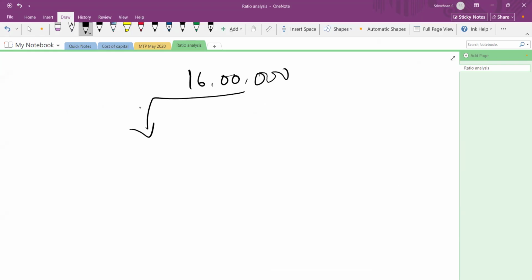So out of the 16 lakh, 25 percentage debt is used to finance this. Sorry, not 25, 50%, 8 lakh. 50 percentage debt is used to finance this 16 lakh rupee of asset. Is this clear? Similarly, we have proprietors fund. What is the proportion of proprietors fund? Total proprietors fund, how much? 25 percentage, which is 4 lakh.